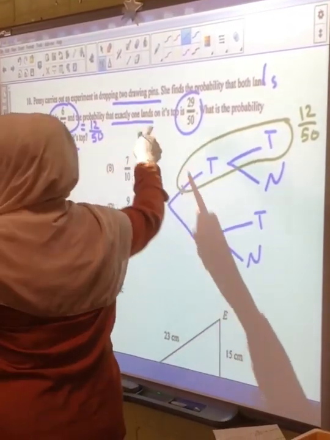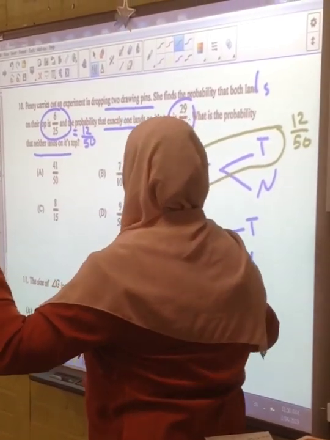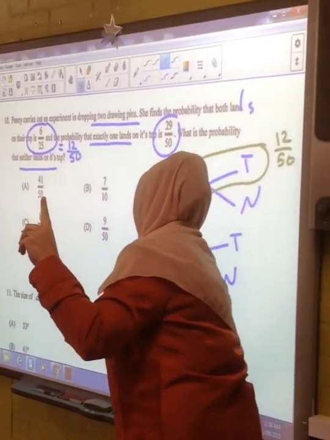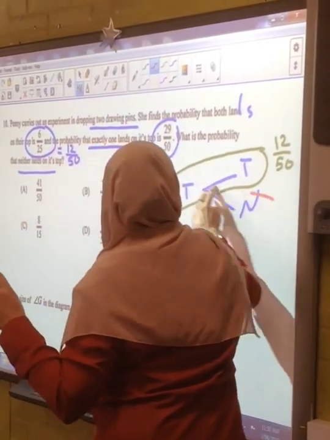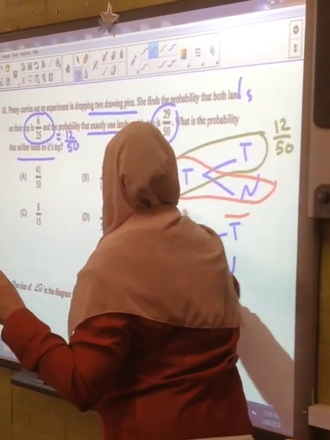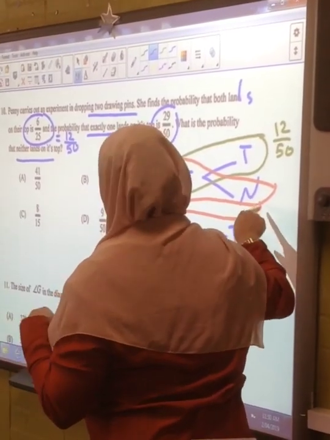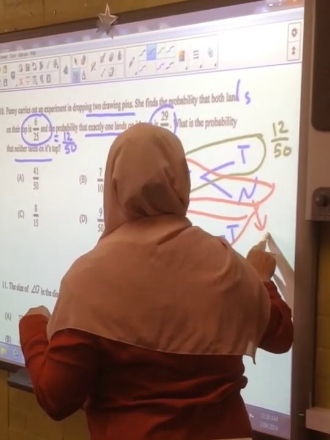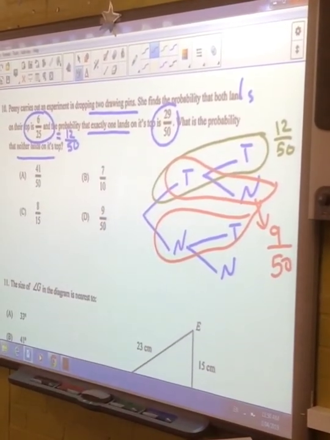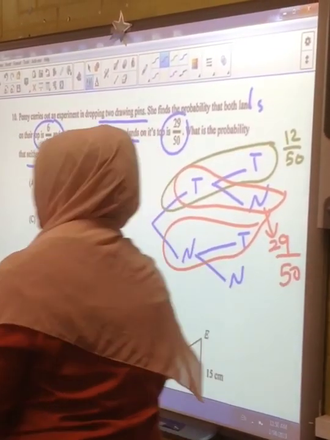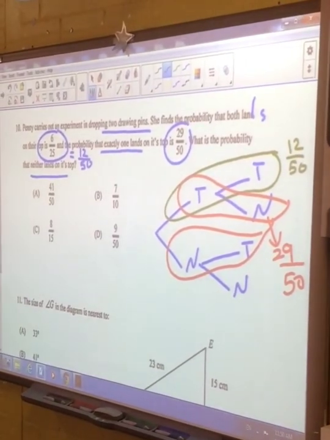Probability of exactly one lands on top. Which branch does it include? First one and this one. This one exactly 1, and this one exactly 1. So these two make 29 over 50. Right? 29 over 50. Okay, now what's left out of it?